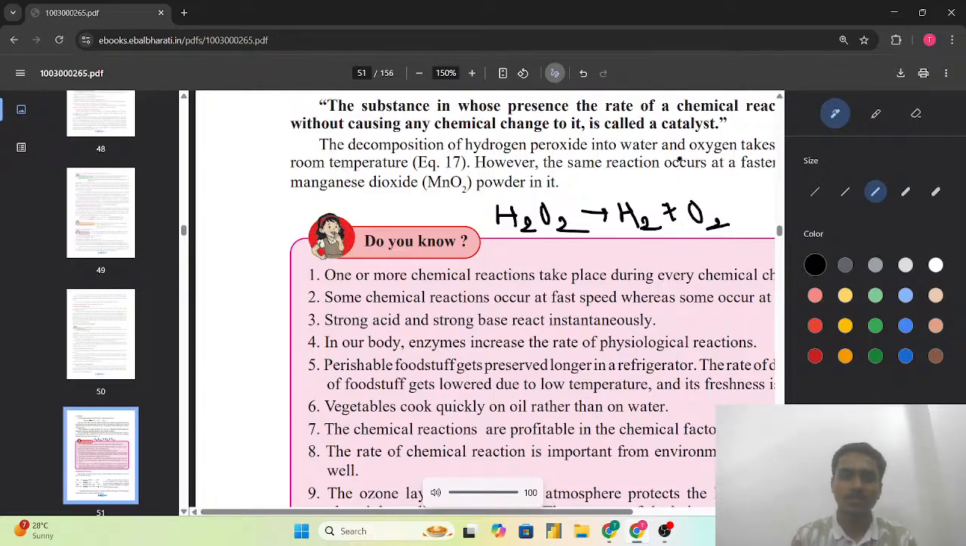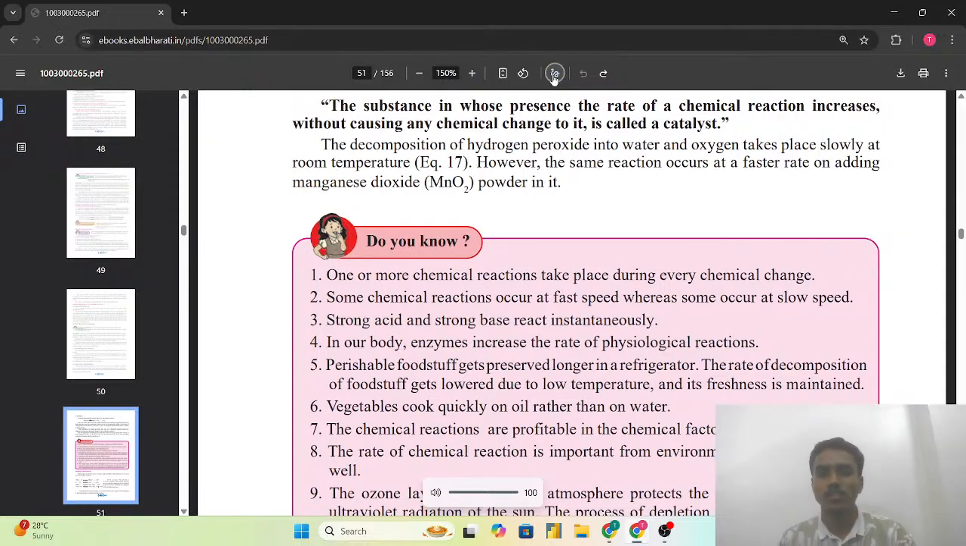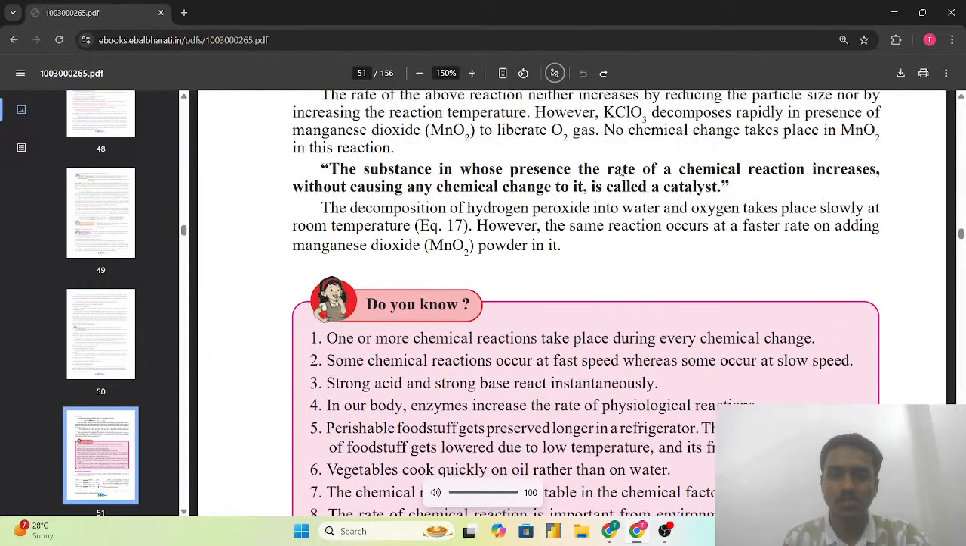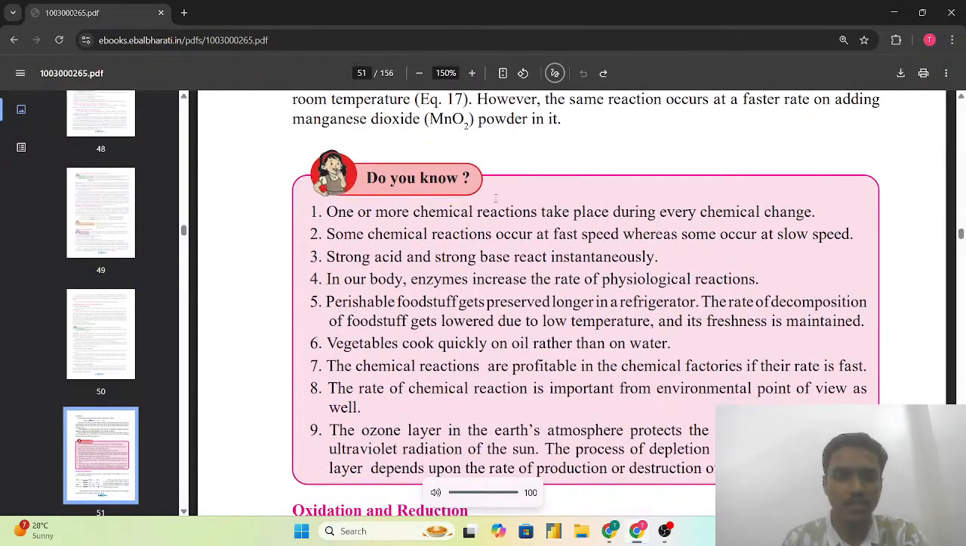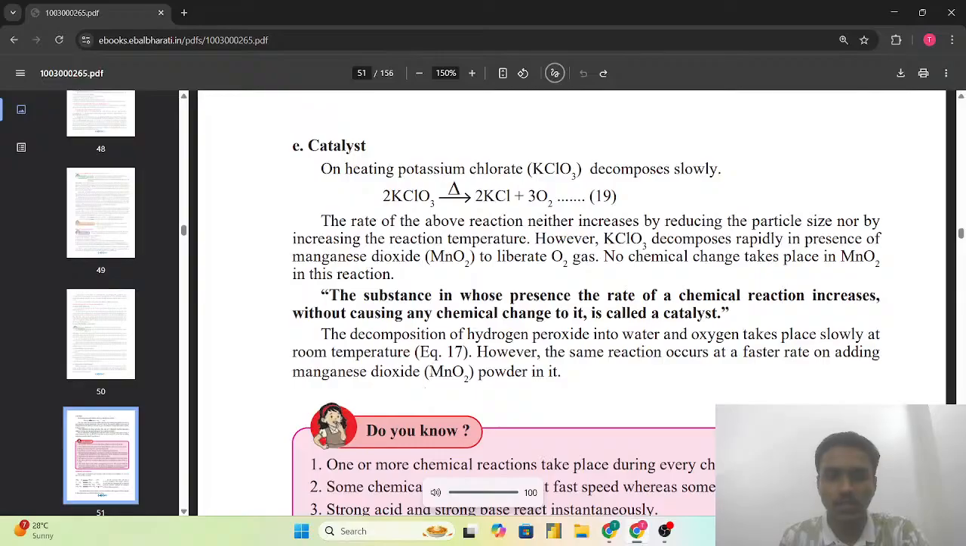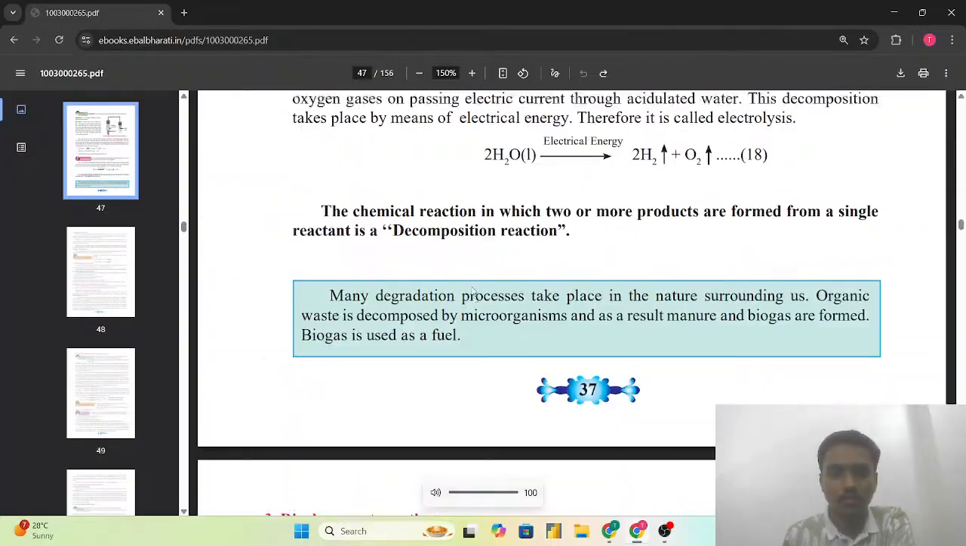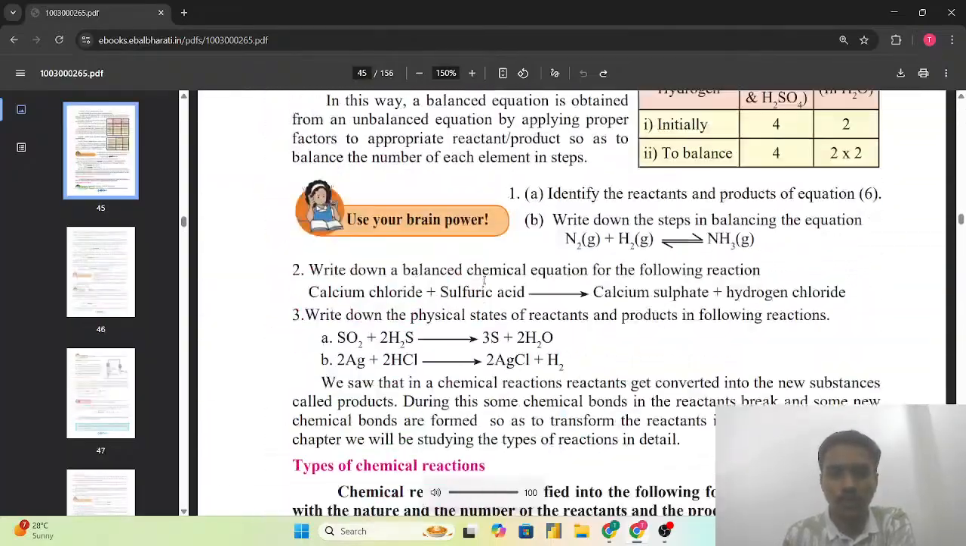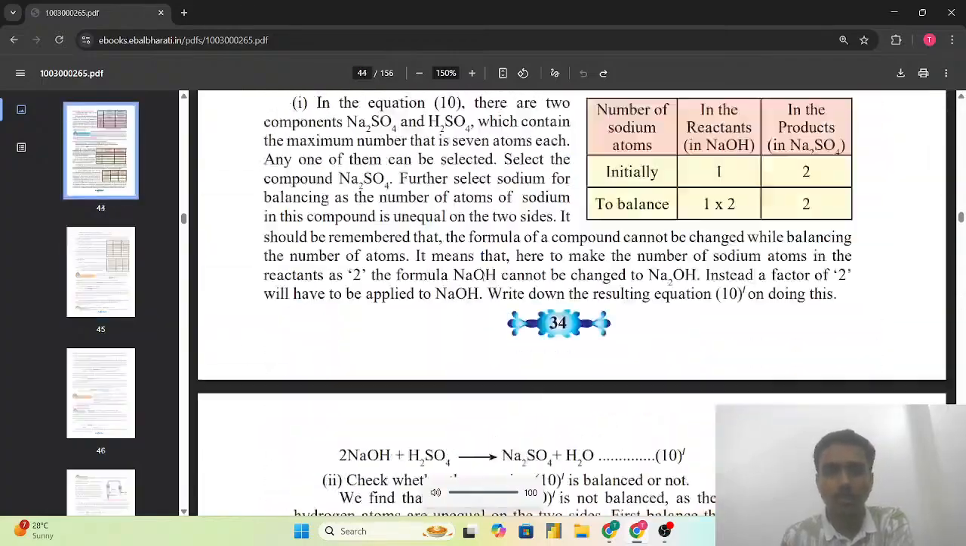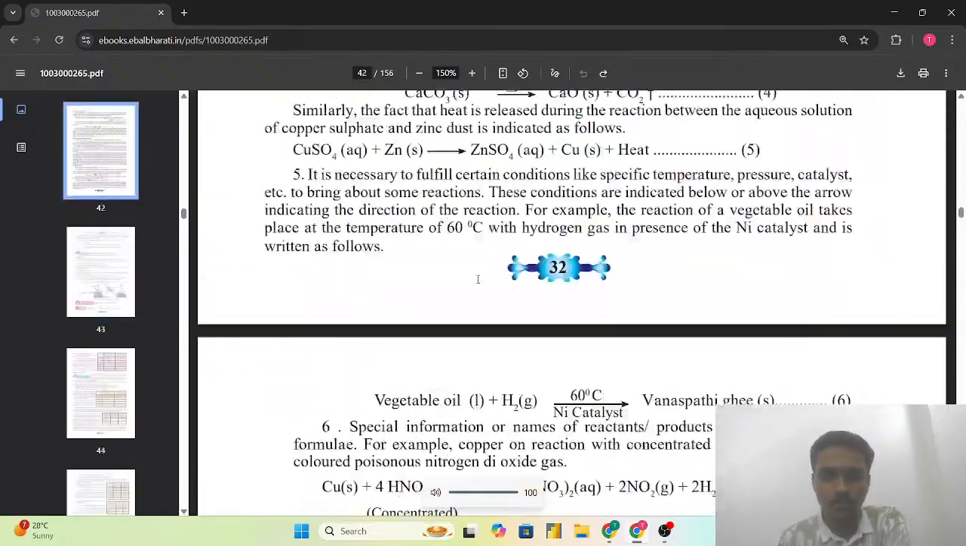But if we add the catalyst, manganese dioxide, in this reaction, then that will increase the rate of the decomposition of hydrogen peroxide. So this is the part where the catalyst plays an important role in increasing the rate of a particular chemical reaction. We have seen the catalyst as manganese dioxide, but we have seen above one reaction, that is the vegetable oil, where one catalyst is also acting, which may be asked in the exam. So we will see about that.